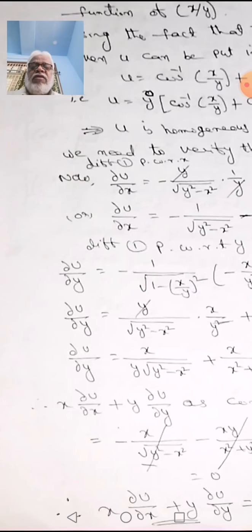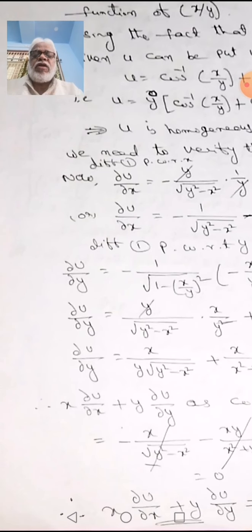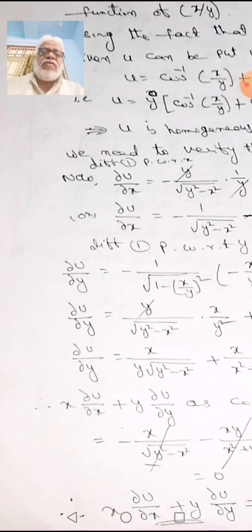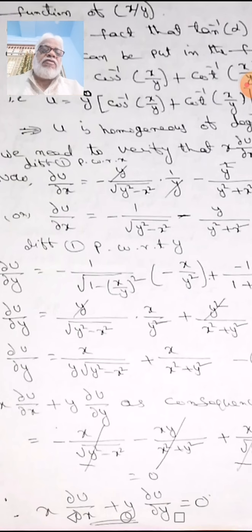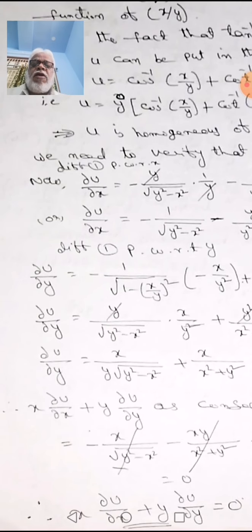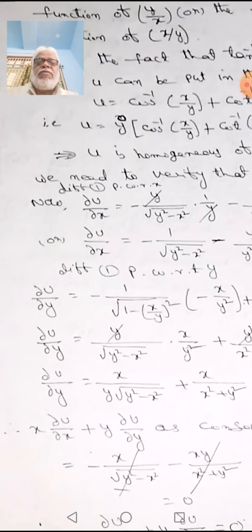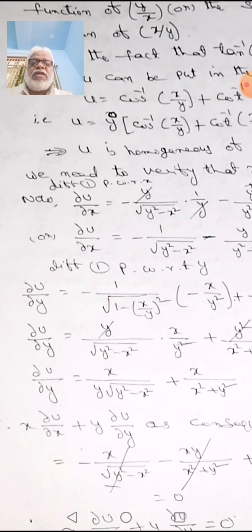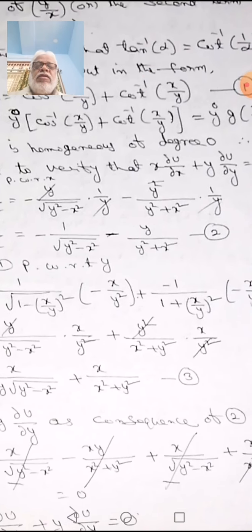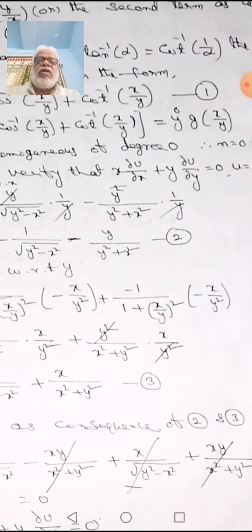Differentiating one with respect to y, we get ∂u/∂y. ∂u/∂y is equal to minus 1 by under root of 1 minus x by y whole square, into the derivative of x by y with respect to y, that is minus x by y square, plus the second term, minus 1 by 1 plus x by y whole square, into the derivative of x by y with respect to y, which is minus x by y square.